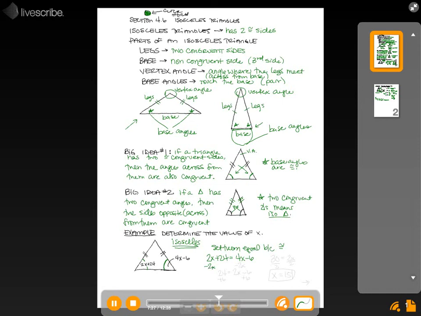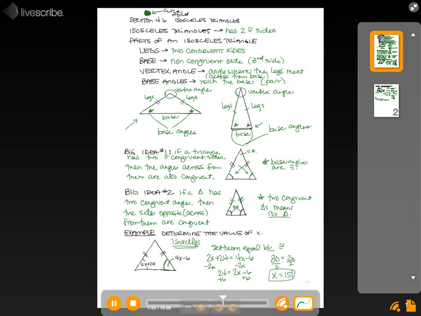Let's subtract 2x from both sides. Now you could have subtracted 4x. I subtracted 2x because I want my x to stay positive. 24 equals 2x minus 6. Add 6 to both sides. 24 plus 6 is 30. Equals 2x. Divide by 2. So x is 15. And we've answered the question.